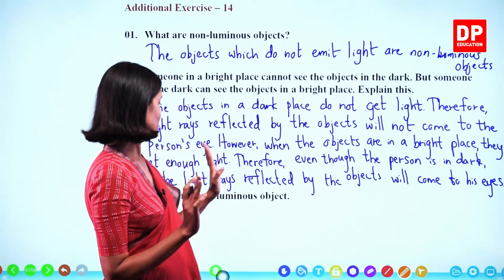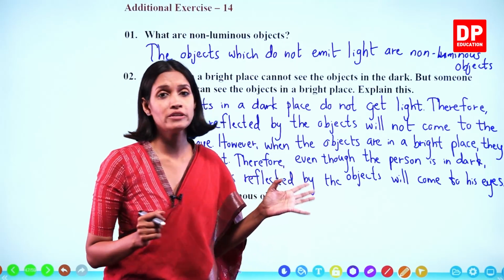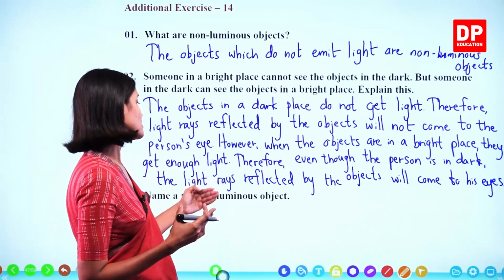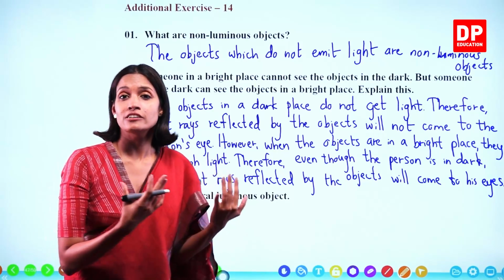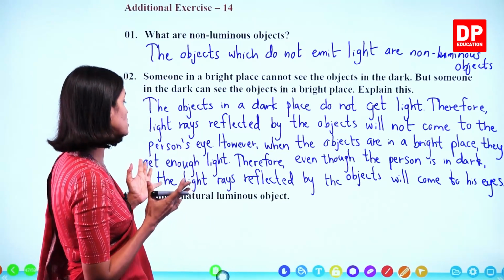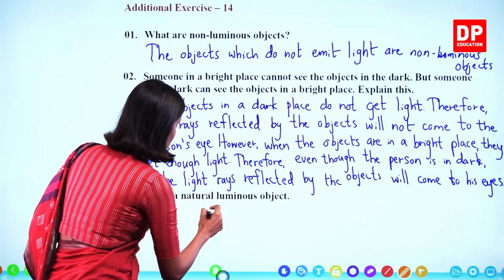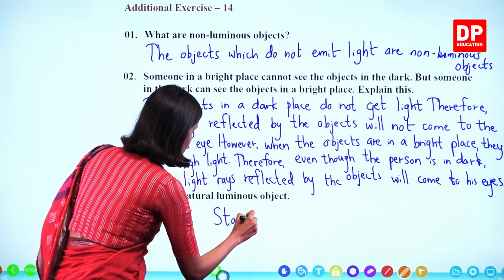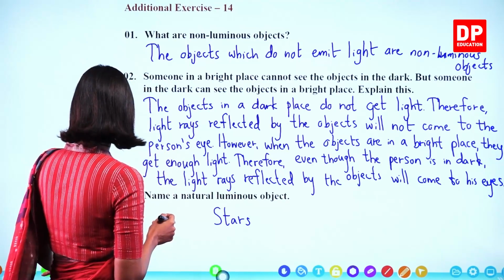Understand, children? Right. Name a natural luminous object. Luminous objects are the objects that can emit their own light, right? Natural luminous objects, the sun, stars, some organisms like fireflies, they are coming under natural luminous objects. Name a natural luminous object. We will write stars. Okay, we'll move on to the next.